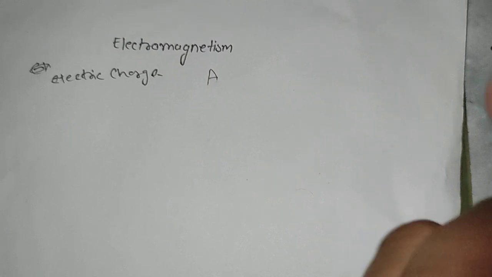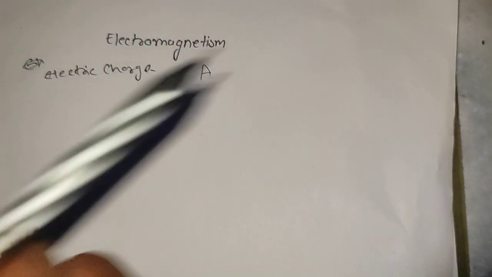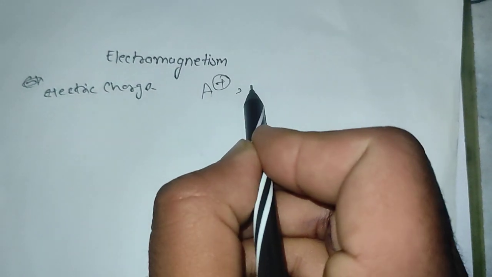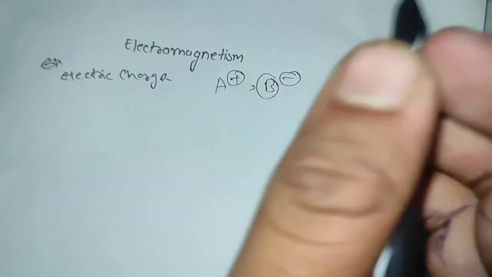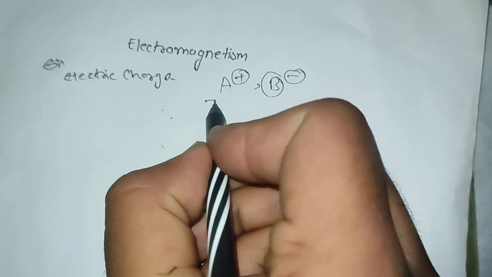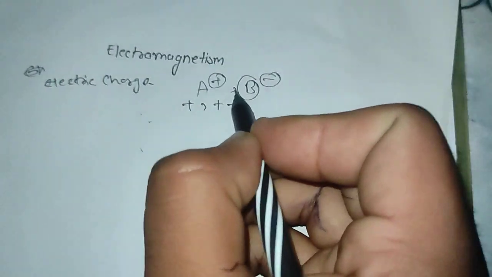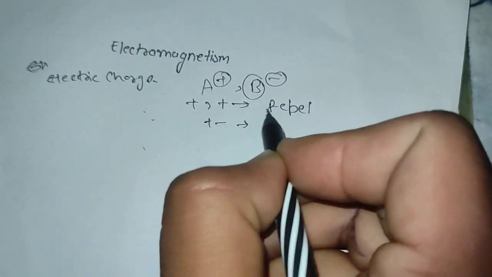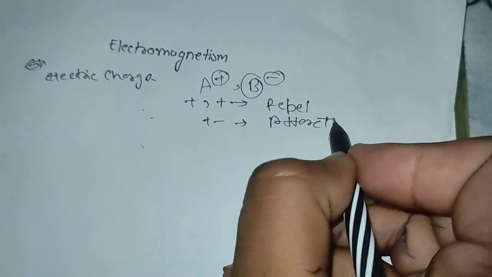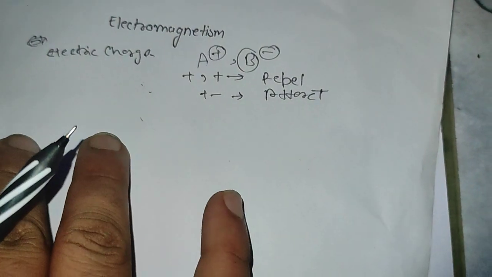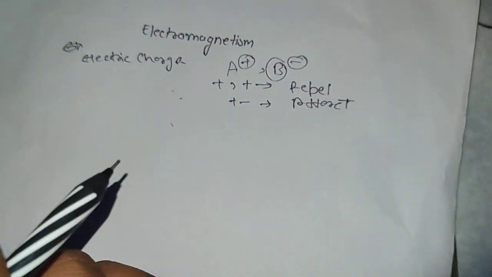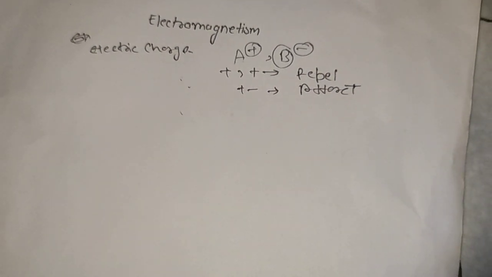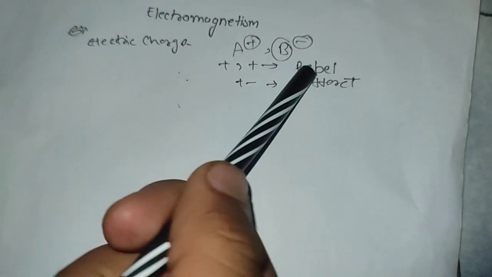I'm not going into the history, like the Millikan oil drop experiment. We know electric charge is positive or negative, so we know that like charges repel, unlike charges attract, and why does this happen, like matter, antimatter, and why this happens.